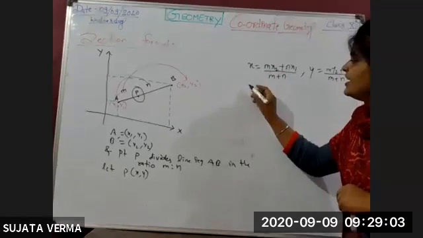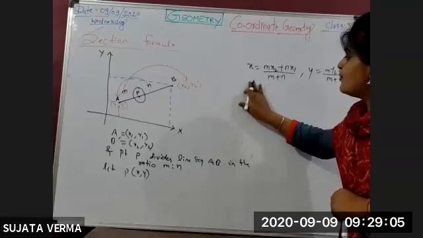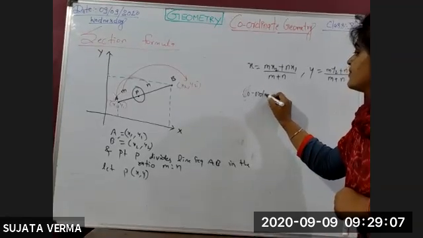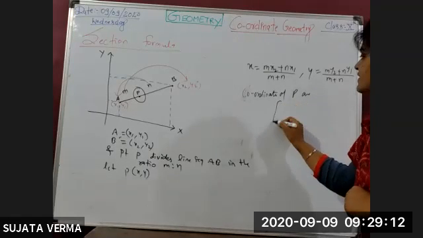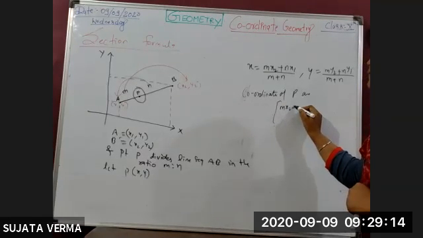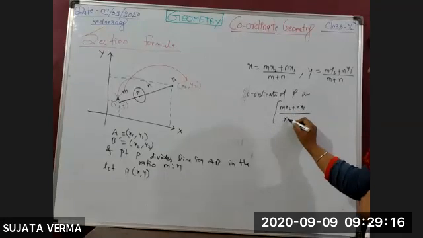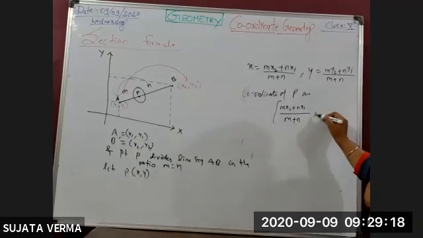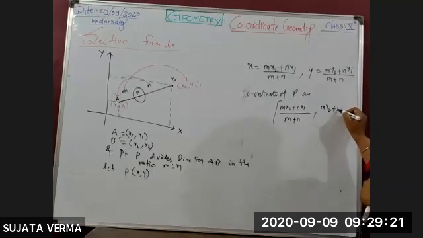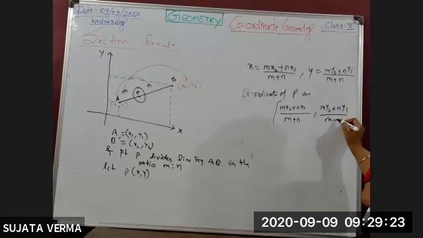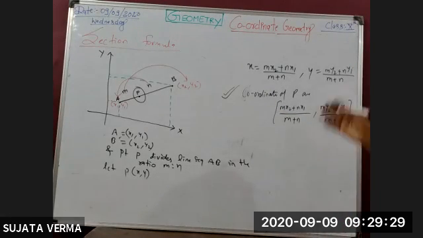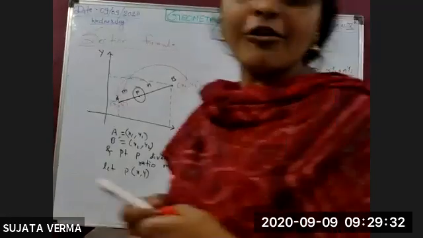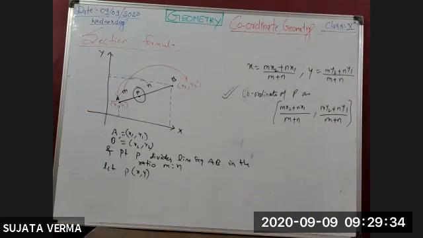So finally we get the coordinates of P are mx2 plus nx1 upon m plus n, and my2 plus ny1 upon m plus n. So this is the section formula. Take a screenshot, then we will solve questions based on the section formula.